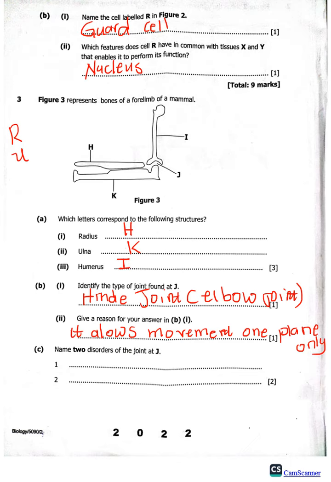Okay, so now the other question here, name two disorders of the joint at J. So we have gout and arthritis. These are some of the disorders that we may expect a person to experience at a certain joint. Okay, now let's move on to question 3D.